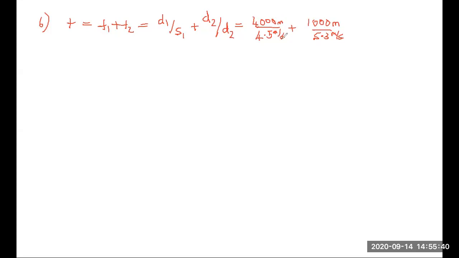So the meters cancel out and they leave behind seconds. So it's dimensionally correct. And I won't do the calculation here. 4,000 divided by 4.5 plus 1,000 divided by 5.3, I got this number of seconds, 1,078 seconds. I don't know what that is in minutes. It's pretty fast, isn't it?